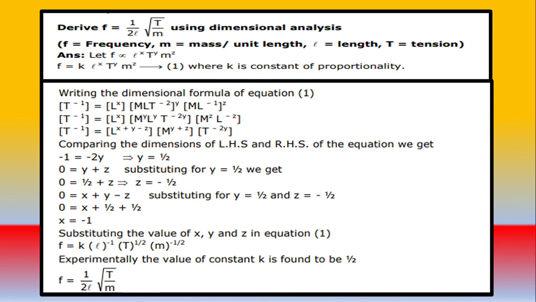One more derivation is there: f is equal to 1 by 2L into square root of T by M, where T is the tension, like a force. You can see here how the dimensional formula is written properly, the equation is compared on the LHS and RHS sides, and then we get the x, y, z values and placing them in proper format we get the equation which is required. So using dimensional analysis we can derive the relation.